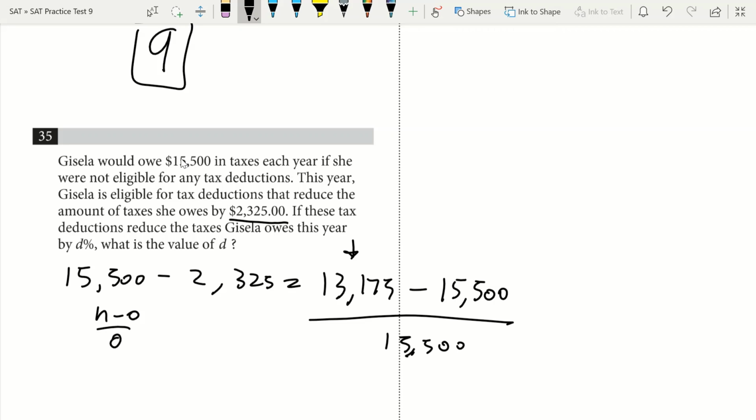So I do that, and I see that her tax deduction, when I plug this into my calculator, is going to be negative 0.15. We multiply that by 100 to get 15%. So my answer for D will be 15. I'll write that over here. All right, so 15%. Value of D will be 15.